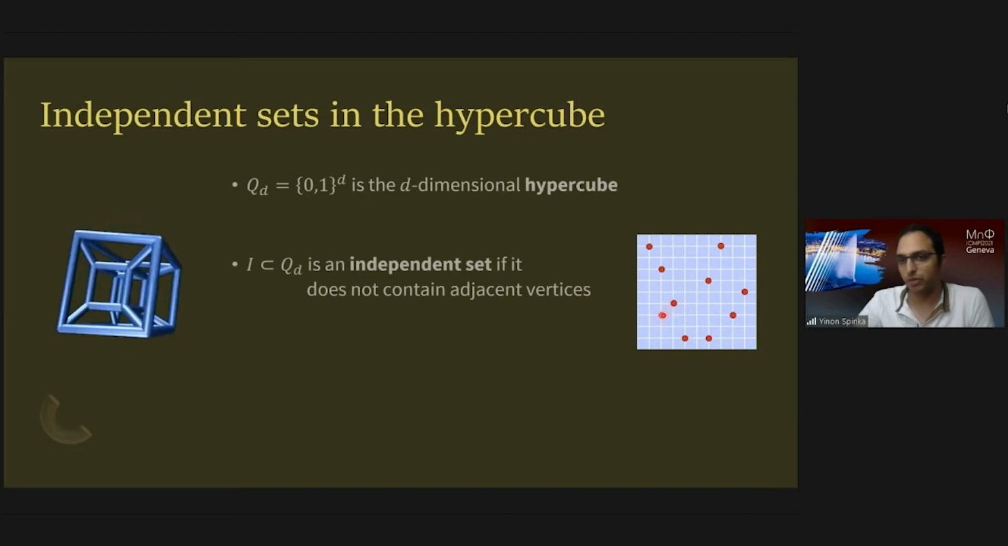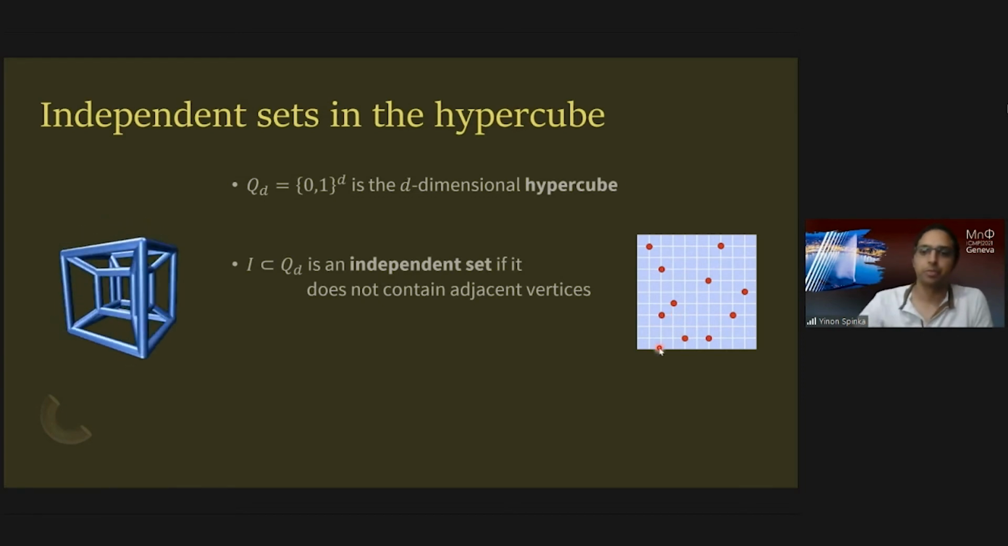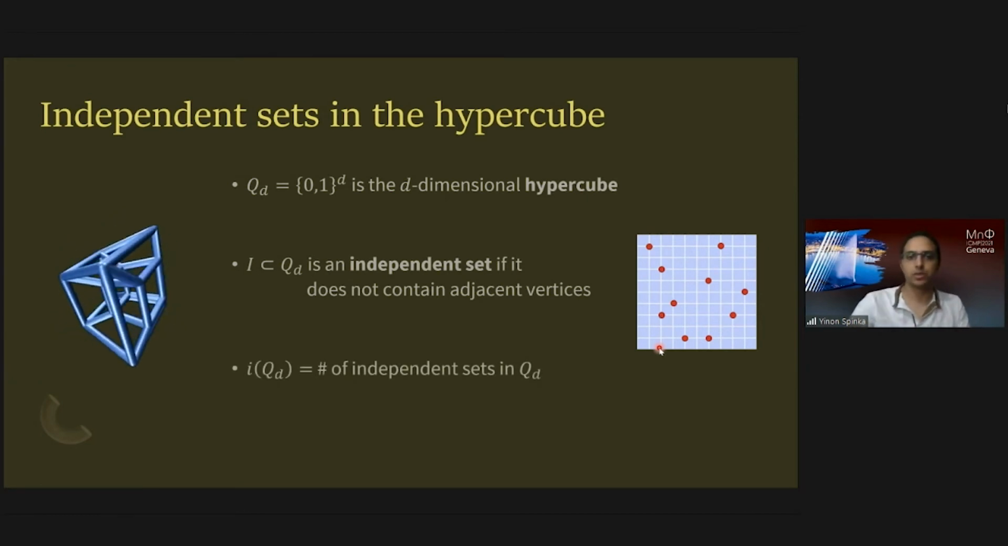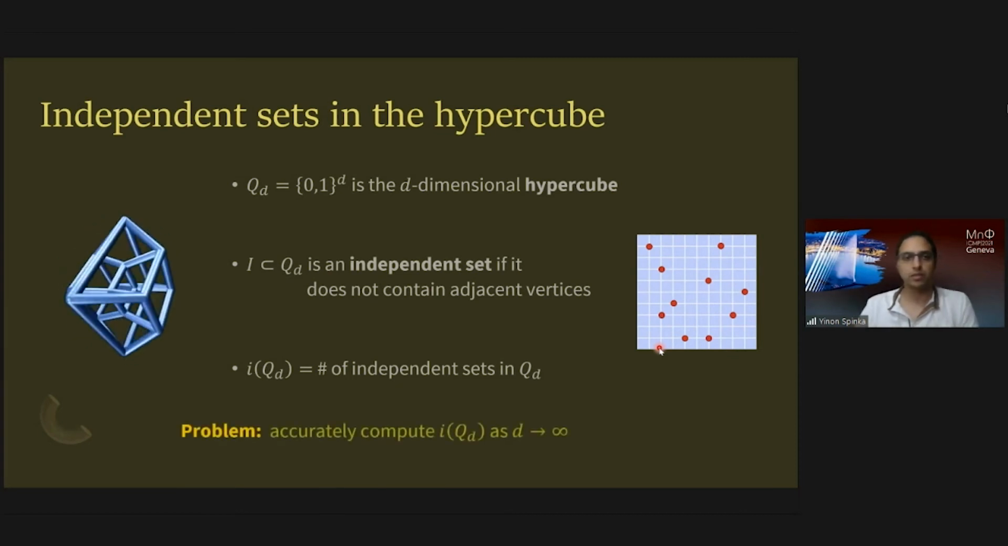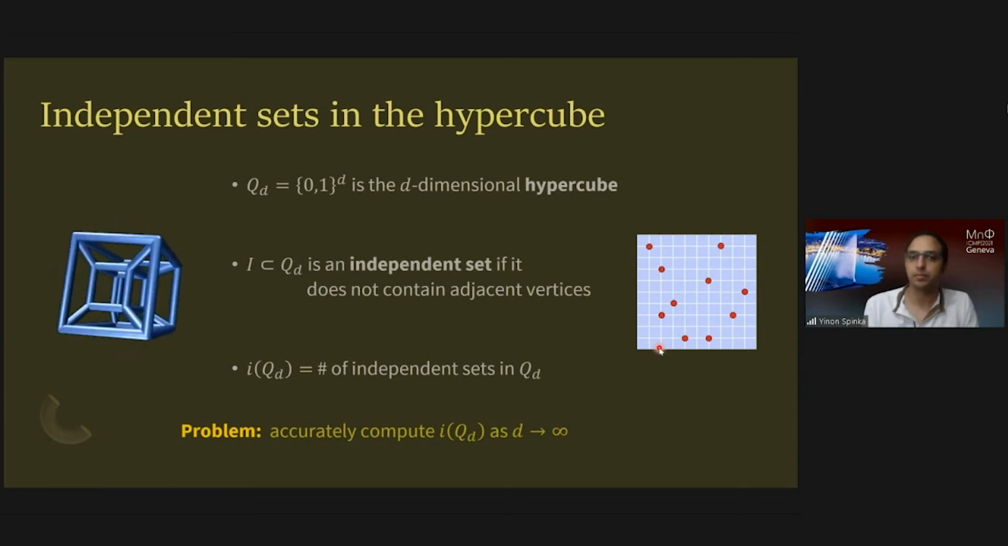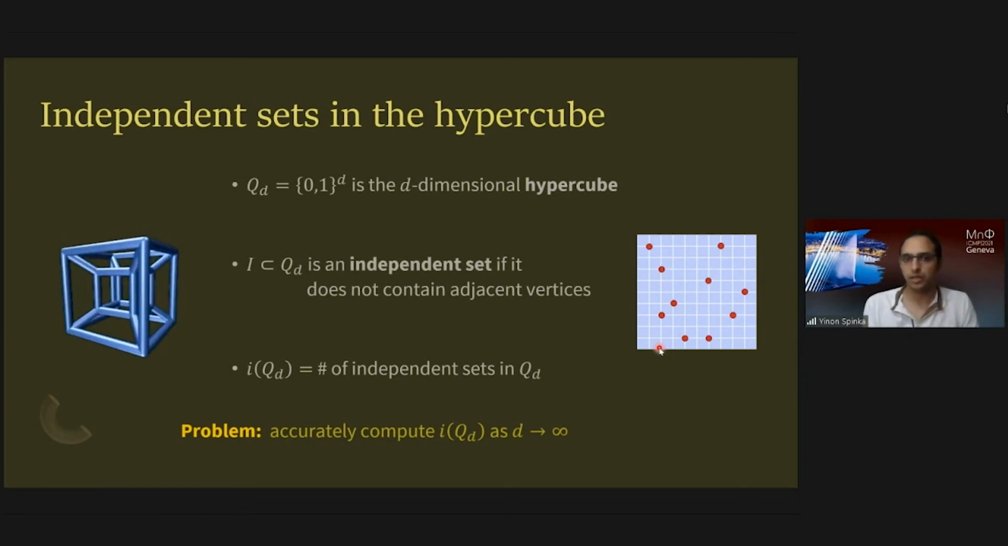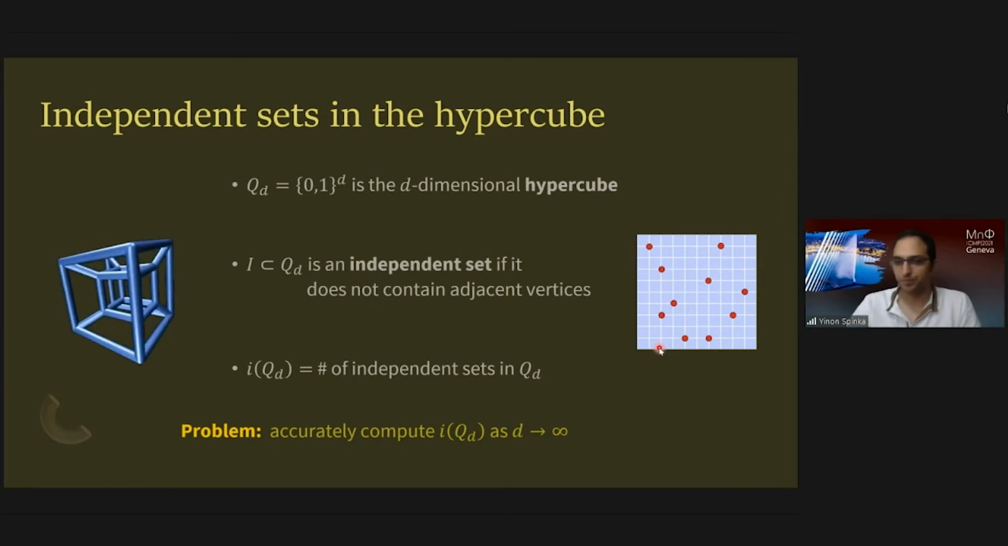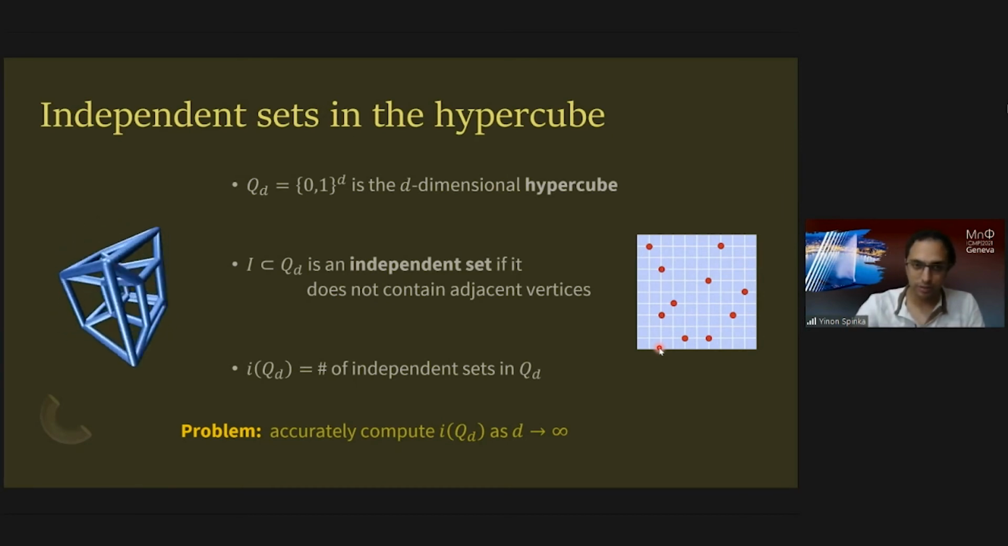Okay, so in this picture here on the right, for example, these two vertices are not adjacent, they're at distance two, and you're not allowed to have, for example, this vertex here, or this one here. So let's denote by I(Q^d) the number of independent sets in Q^d. And as I said, our main focus today will be the problem of accurately computing this quantity asymptotically as the dimension tends to infinity. So this is the first problem that one may pose in this setting.